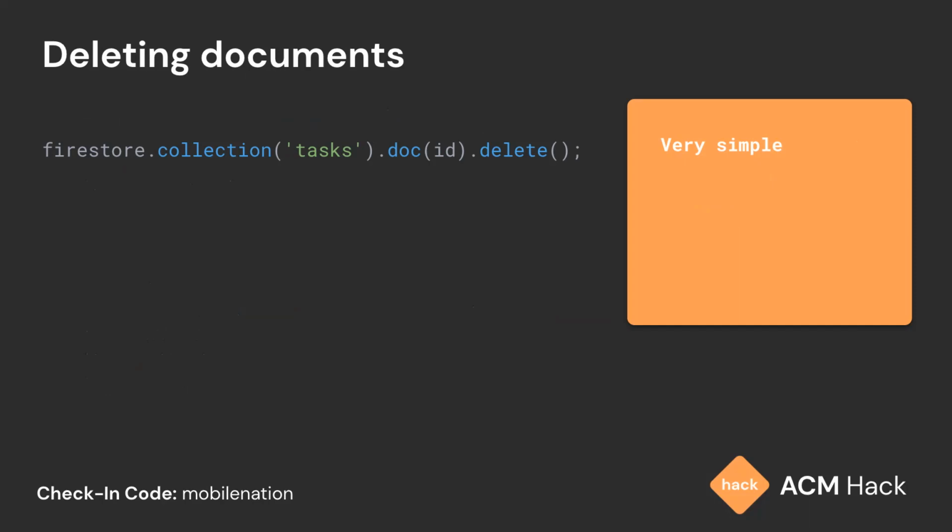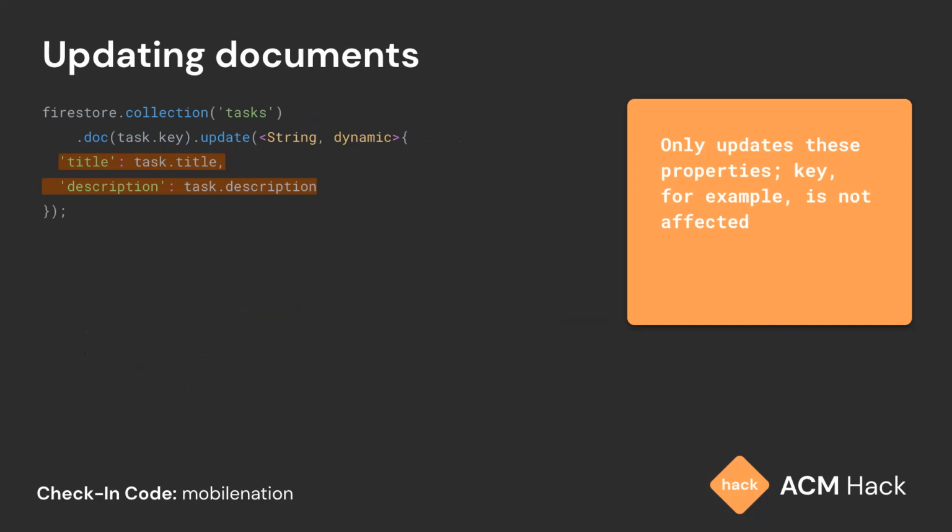Deleting documents is very simple. You find the ID of the document you want to delete, from which collection, and then delete it. Simple enough. Updating documents.